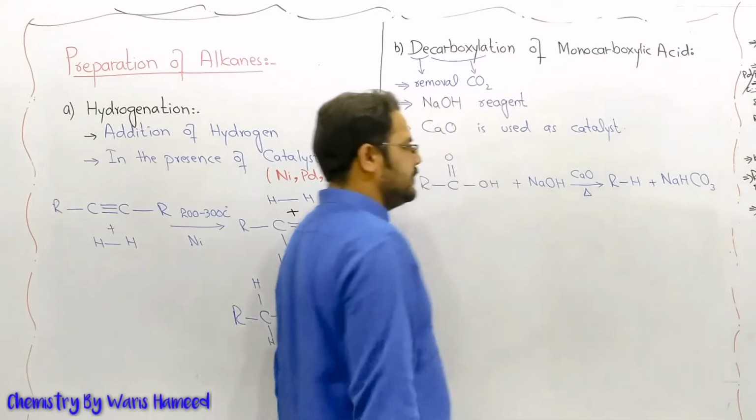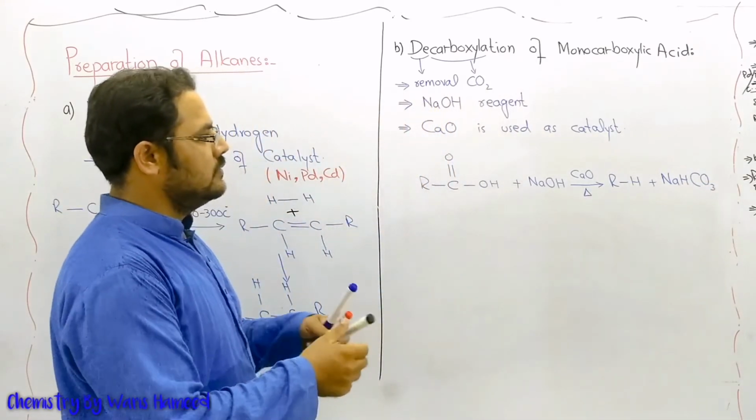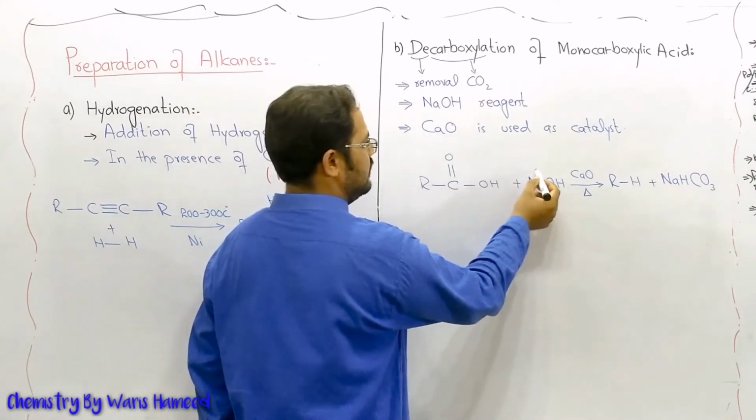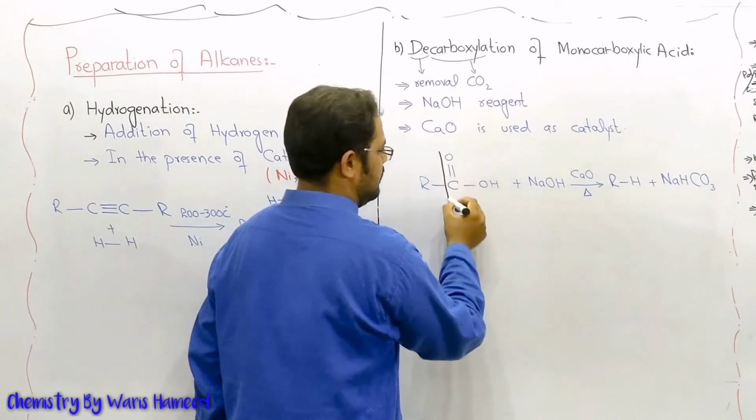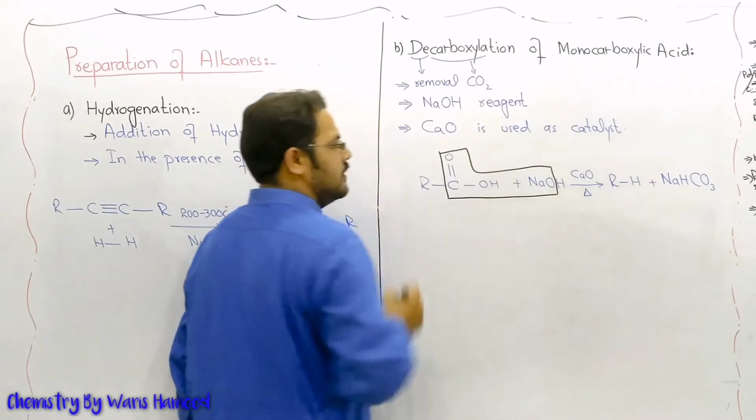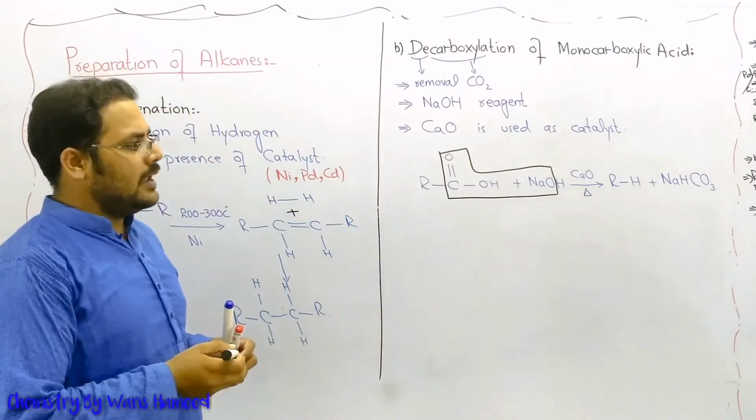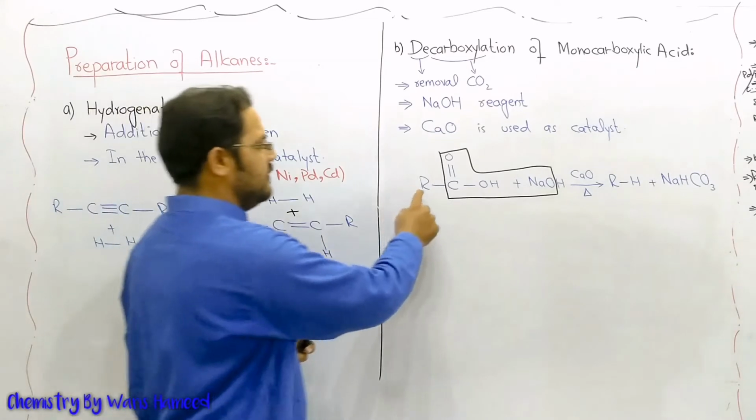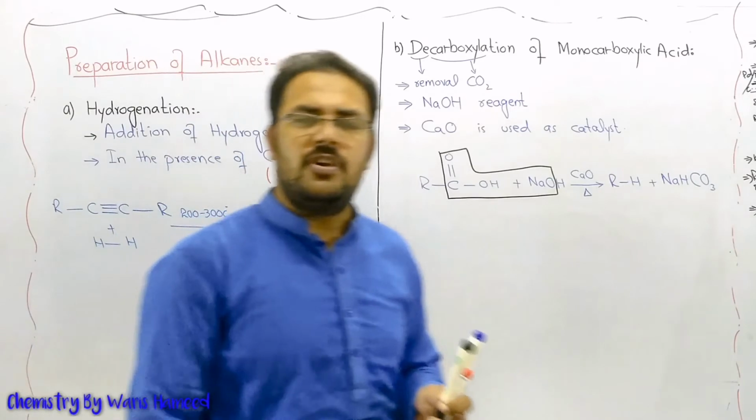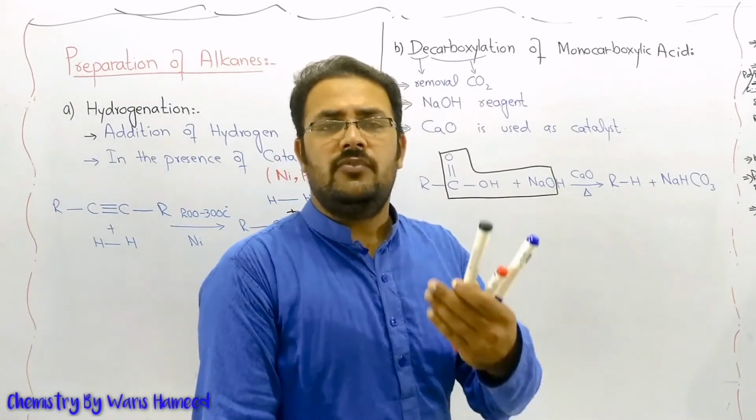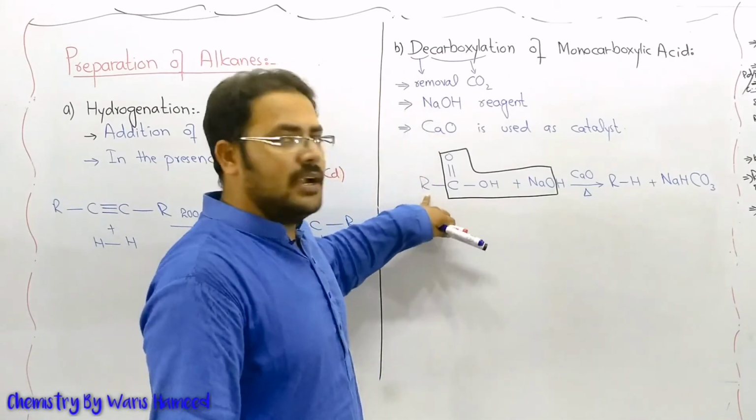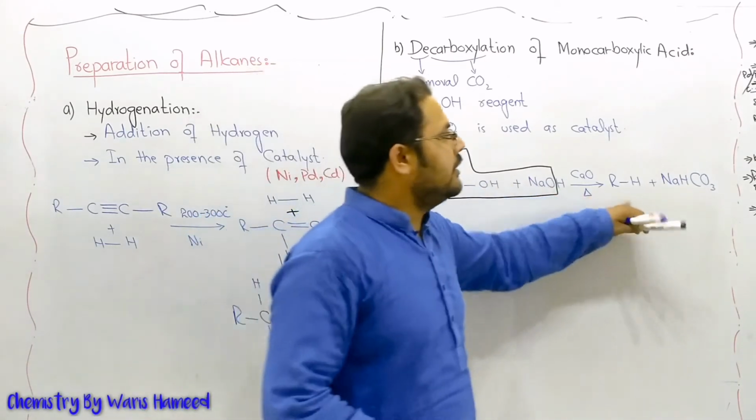Sodium bicarbonate. It will form NaHCO3, and it will form RH. RH is any alkane. When we remove one hydrogen from an alkane, it forms the alkyl group, and when we add a hydrogen to any alkyl group, it forms an alkane.